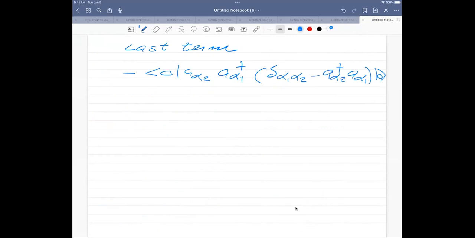So what should this give us? Alpha 1 and alpha 2 have to be different. So what should we get from this expression here?